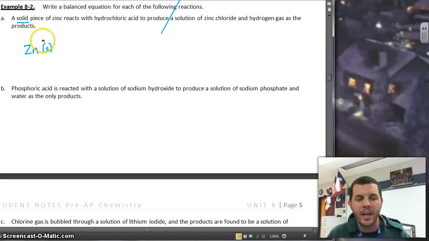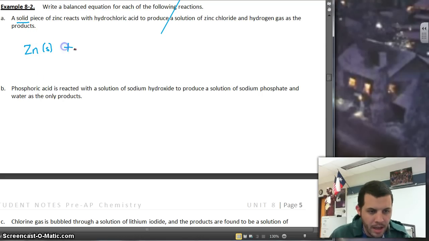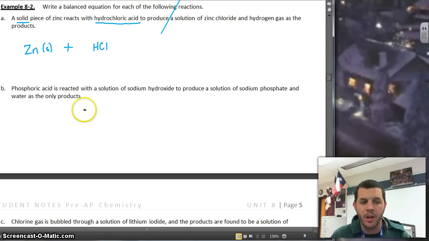What does it react with? In order to say it reacts with something, I'm going to put a plus sign. Okay, plus means that it reacts with something. Well, what does it react with? It reacts with hydrochloric acid. Okay, hydro out front tells me that I've got H with a single element. So my single element is Cl. So hydrochloric acid is going to be HCl. And my state symbol for this, as with all acids, is (aq).